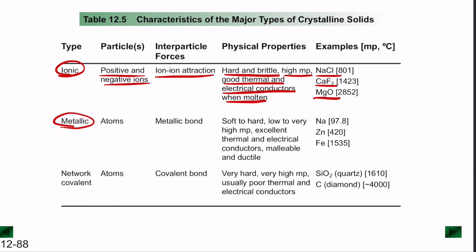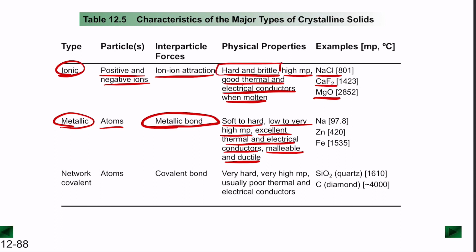Next, you have metallic solids, which have atoms, and the interparticle forces are metallic bonds. They are from soft to hard. They have really low to very high melting points. They are excellent thermal and electrical conductors, and metals are generally malleable and ductile. While ionic solids are hard and brittle, they cannot be made into shapes, but metallic solids can be made into shapes. Examples of these are sodium, zinc, and iron.